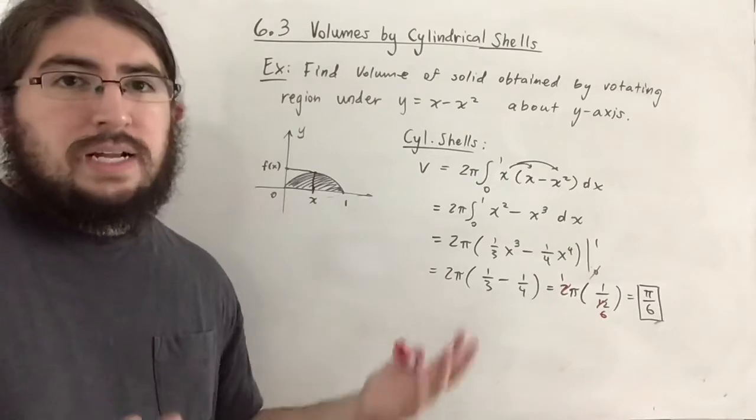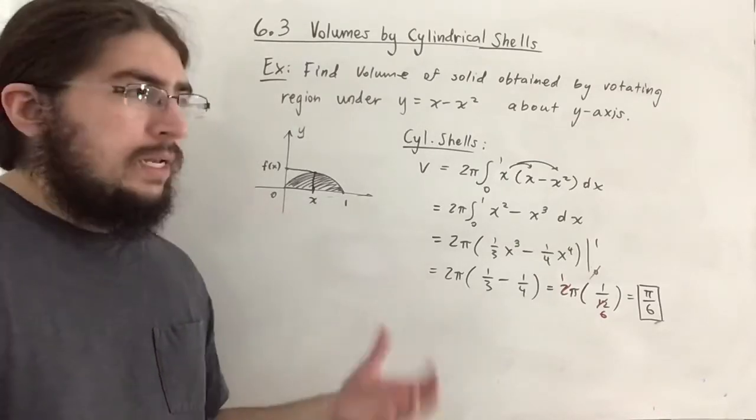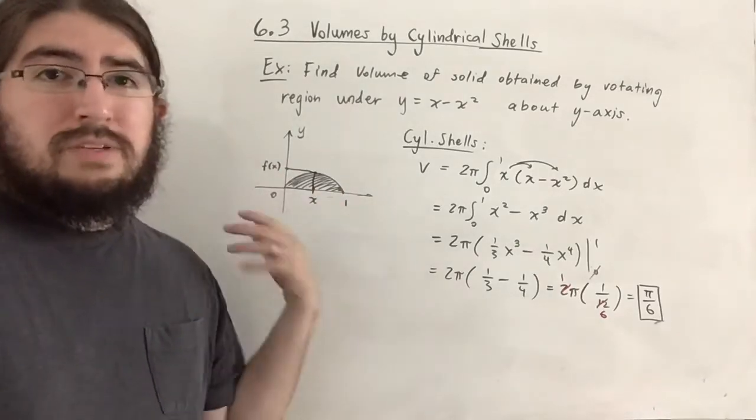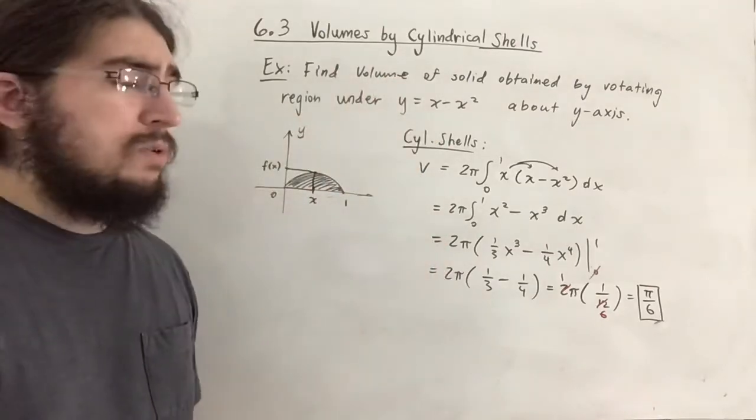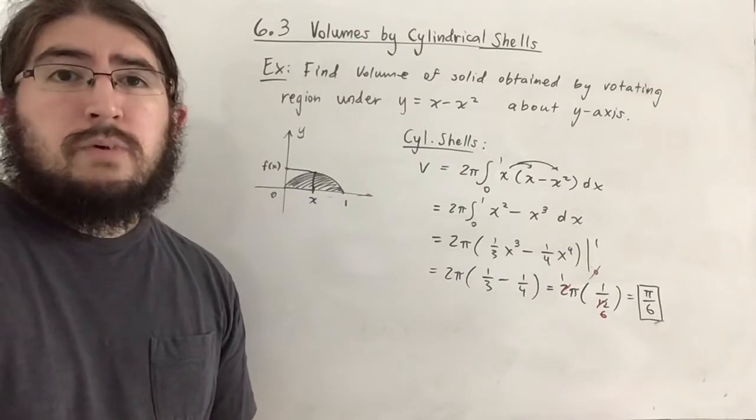So we're obviously not done. I've only shown you one example, but at least I was able to show you the long way using 6.2 techniques, and then the fantastic way using this new method of cylindrical shells. So now let's take a look at a few more examples.